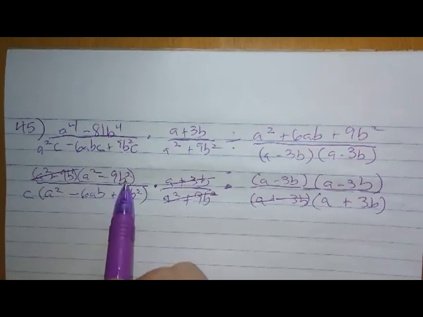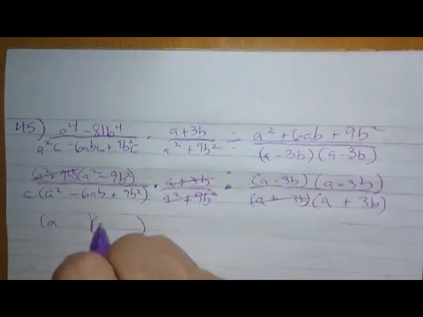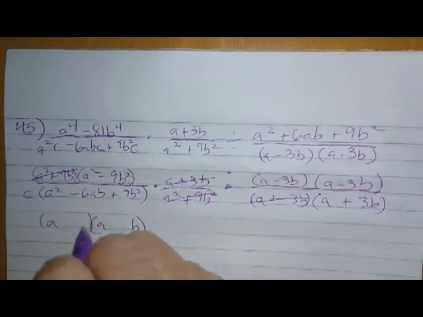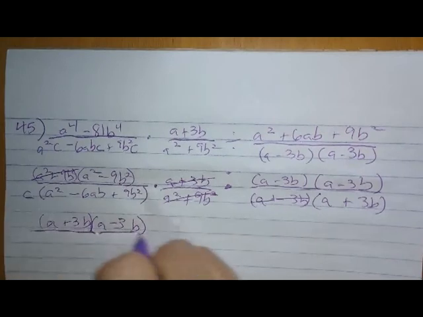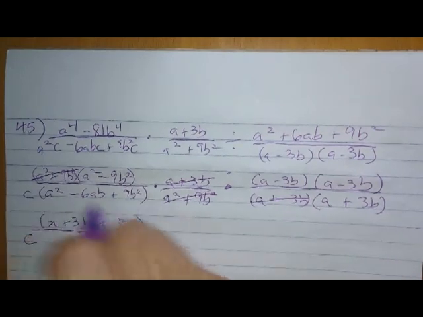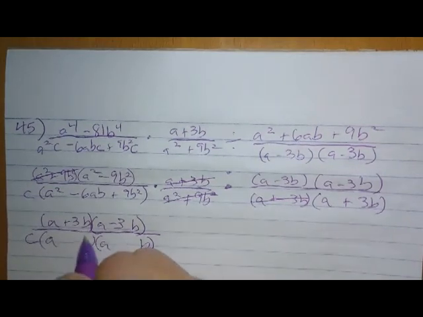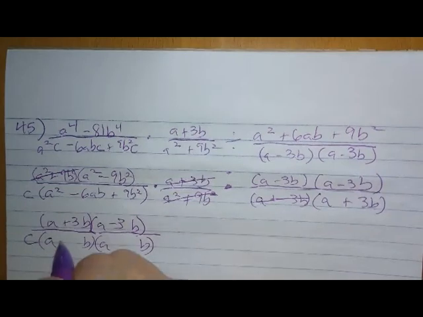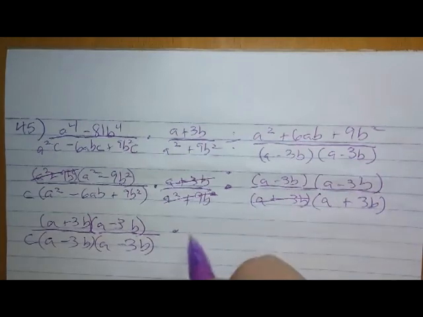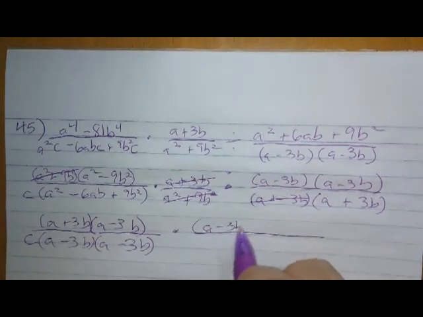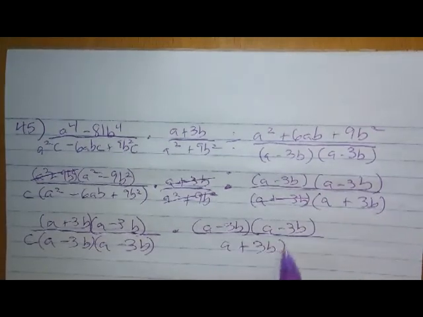This a squared minus 9b squared can be factored further. So a and a, b and b will give us b squared. We need a negative 9, so plus 3 and minus 3. Still have a c in the bottom. This right here can also be factored into 2 parentheses. So a and a, b and b will give us b squared. We need a positive 9, so minus 3 and minus 3. Over here, we still have an a minus 3b, a minus 3b, and on the bottom, a plus 3b.